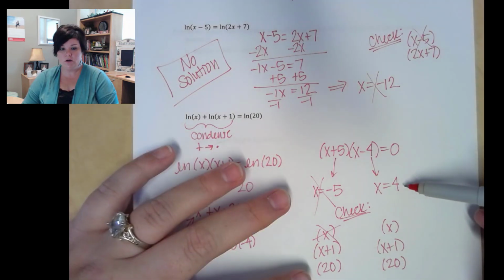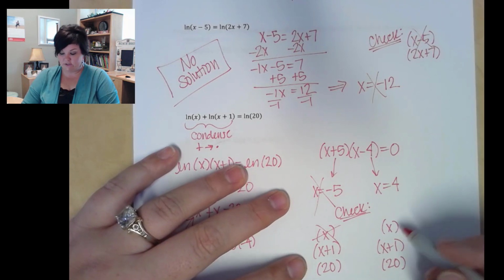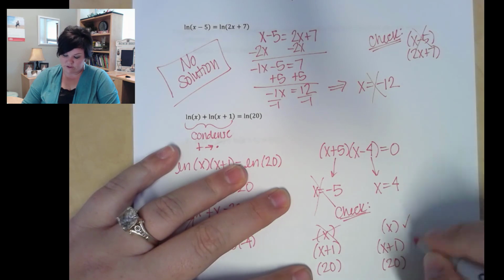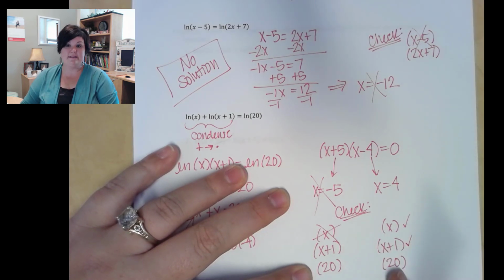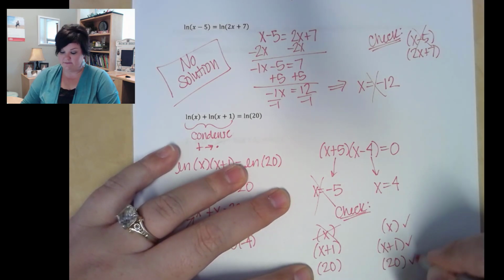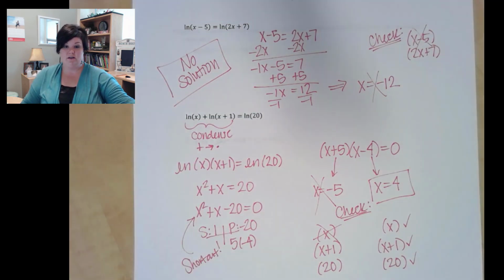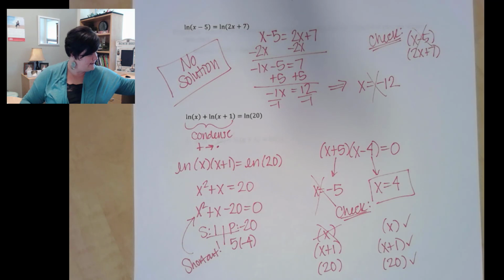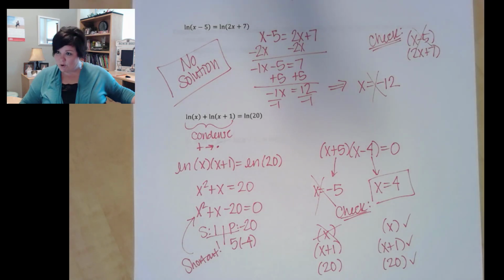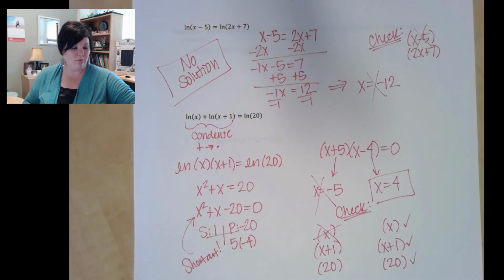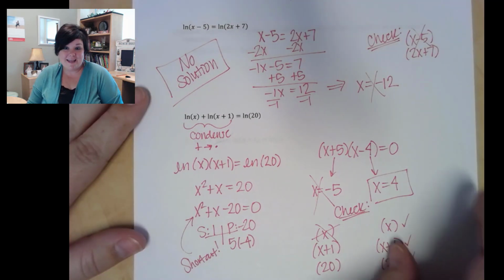When I check 4, when 4 goes into x, it's just 4, which is positive. 4 plus 1 is 5, which is positive. And this 20 doesn't even have anything to plug into, it's just positive, right? So x equals 4 is my solution for that problem, okay? Let me look at one more, and then I will give y'all some to do, and that will be the end of this section. Yay!